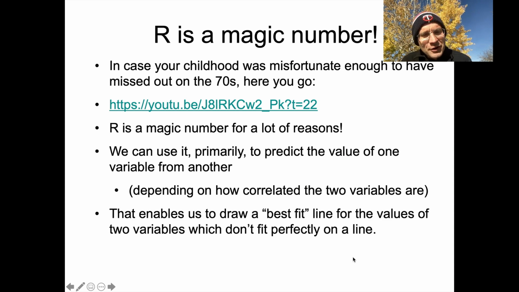That in turn will enable us to draw a best fit line for the values of 2 variables which don't fit perfectly on a line but look like they're pretty close. Or even if they're not close at all, you can still draw a line in there, like we saw with our measures of familiarity and the number of letters in each word for that database we were playing around with last time. So with R, you can just come up with an algorithm that applies across the board.